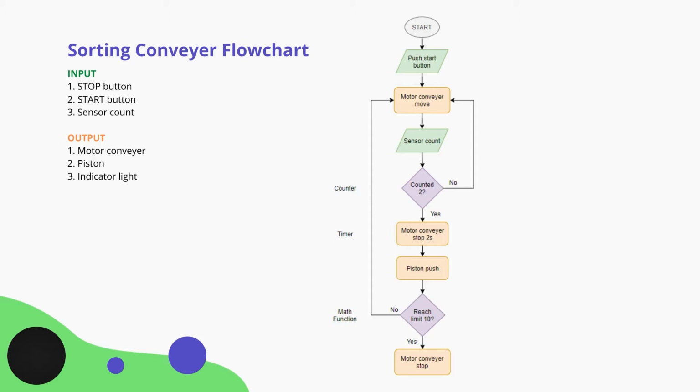And then after the piston pushes, it will continue the process until it has counted to 10. After counting to 10, the motor conveyor will stop. If it has not counted to 10, it will repeat the process from the motor conveyor moving.